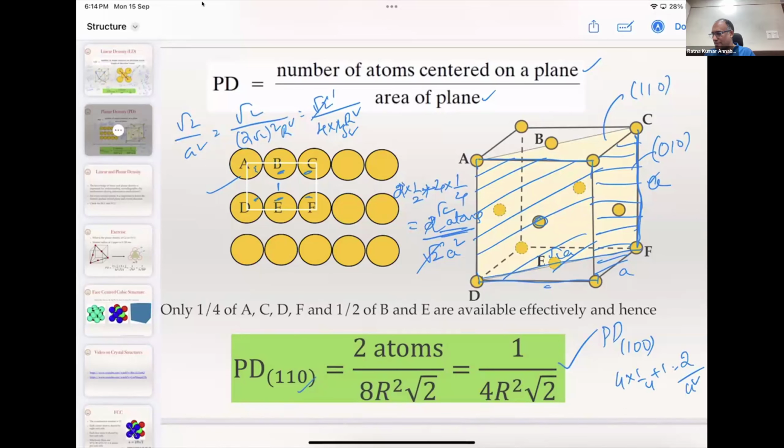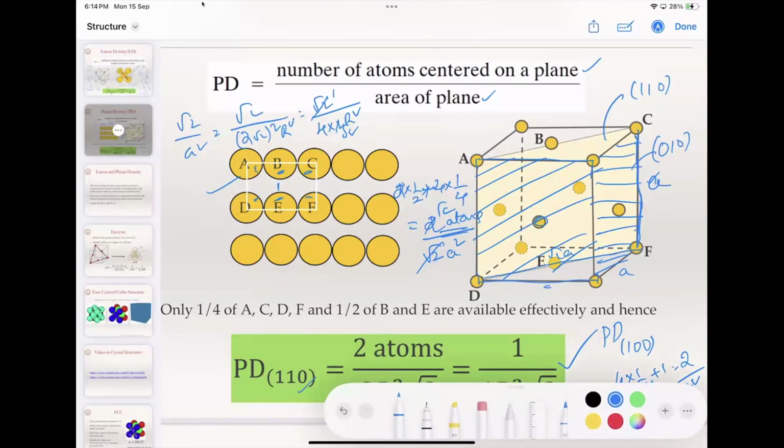Which one has higher density? 110 or 100? 110. Hmm? For that the area is less, so this is the higher density, 110. Okay. Why 110? He's comparing between 110 and 100.